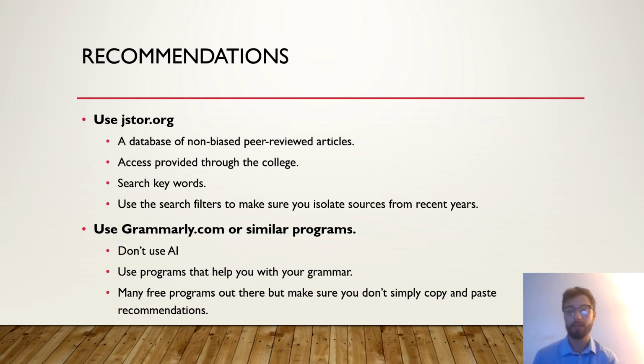Additional recommendations: JSTOR.org, no E, JSTOR.org, is a database of non-biased, peer-reviewed articles. They take a wide range of arguments on a wide range of issues, and they address everything from microbiology, immunology, to political science and sociology. So what I recommend is you go to this website. You have access through your college, so you would have to log in using your college email, so make sure you use that.